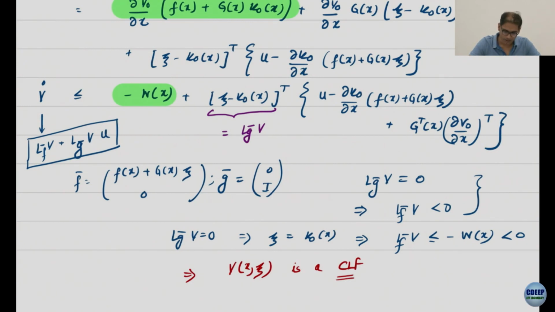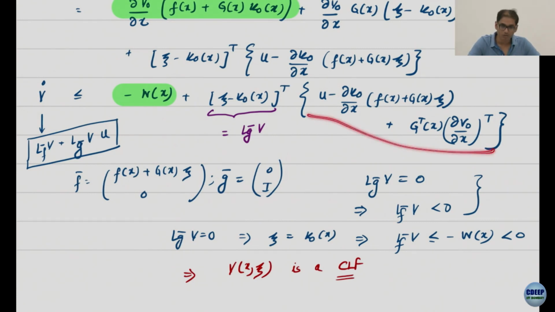No, I want you to give me an expression for the control, U. What will you do? What will you choose as U if I want to make V dot negative definite?